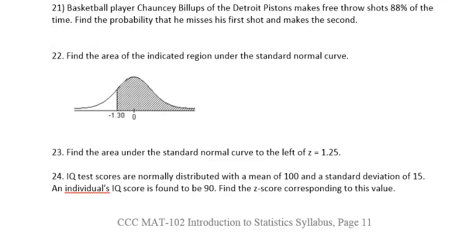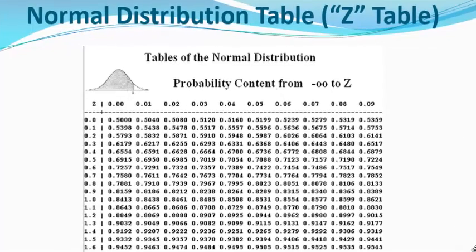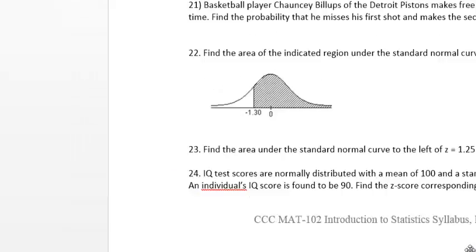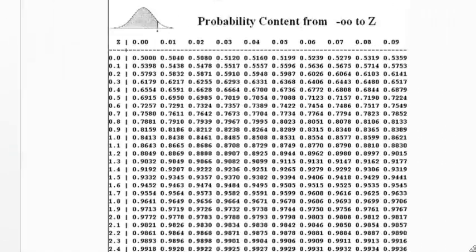Number 22 is find the area of the shaded region under the normal curve. So we're going to use the z-table, and that is over here in the materials. This is the normal distribution table, and you'll get a copy of this on the exam. This is a very easy question. They want to know the region under the standard normal curve.